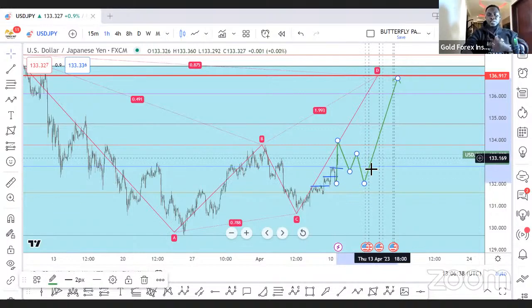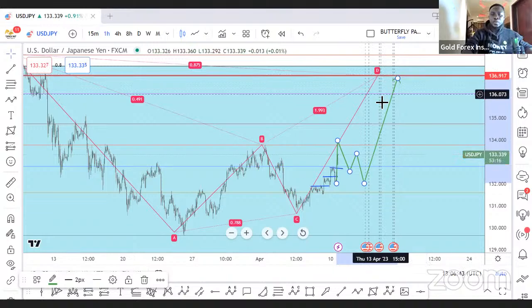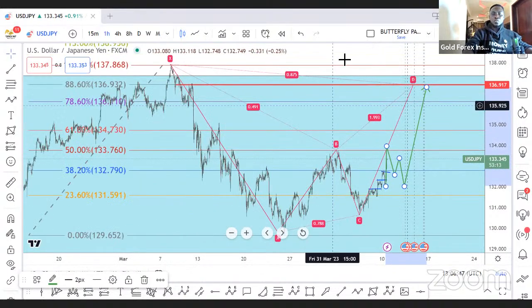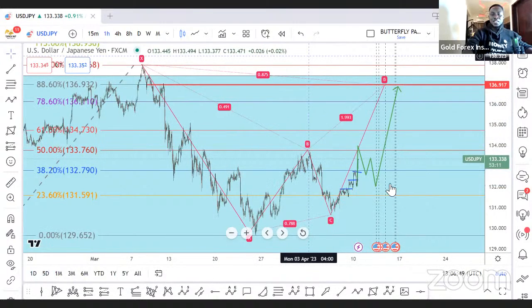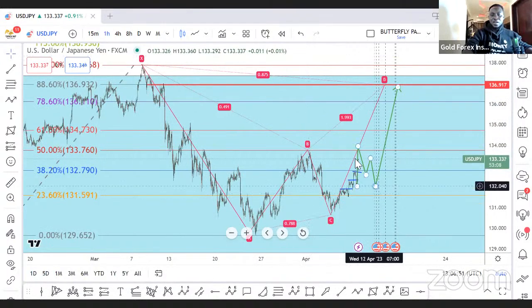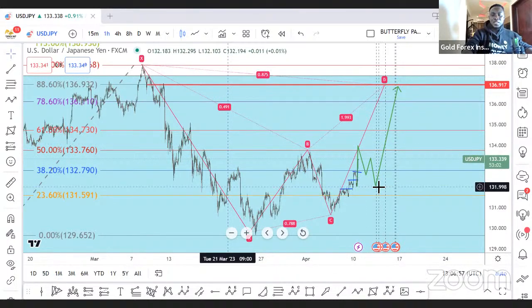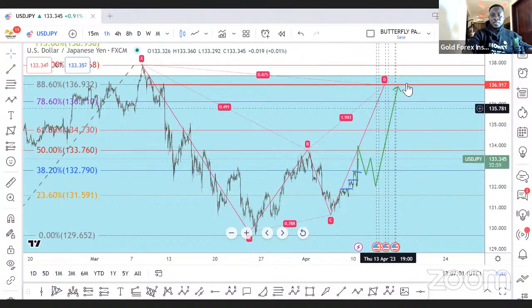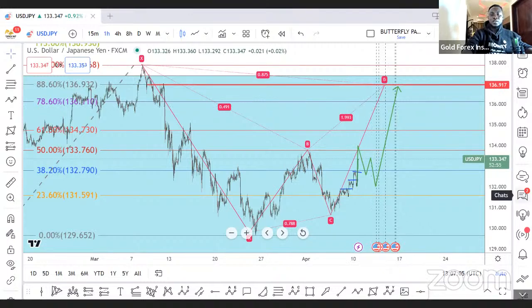Then once it breaks, you might want to join the buy all the way to the top, to complete the bat pattern formation. Okay, so anticipate that there could be a swing structure. However, you might want to join the buys all the way on this internal structure all the way here. But note that there can be a swing structure along the line. Okay, so that's it for USD JPY.